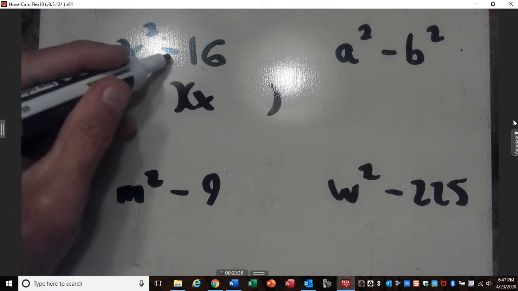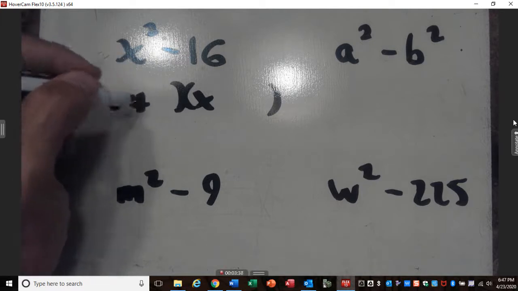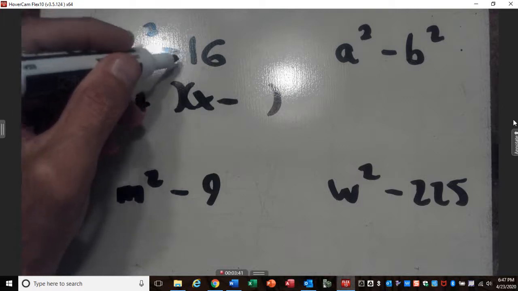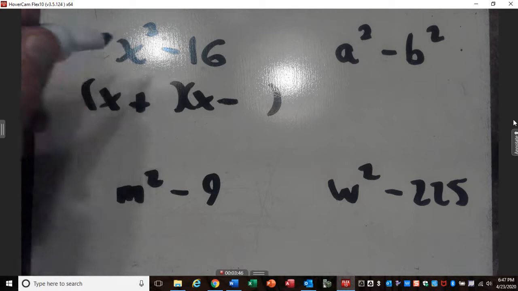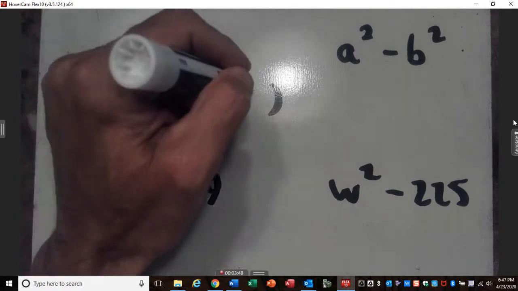Okay, and then we're going to go opposite signs. We want opposite signs because when we FOIL, we need to end up with a negative number. So we'll take the square root of 16. You don't have to have factors of 16, just take the square root. So we're going to go 4 and 4.